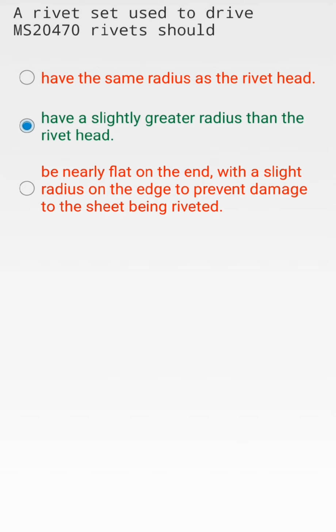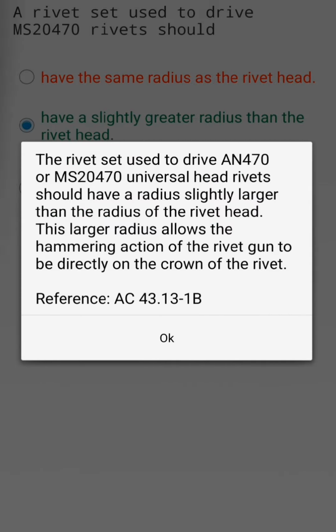A rivet set used to drive MS20470 rivets should have a slightly greater radius than the rivet head. The rivet set used to drive AN470 or MS20470 universal head rivets should have a radius slightly larger than the radius of the rivet head. This larger radius allows the hammering action of the rivet gun to be directly on the crown of the rivet.